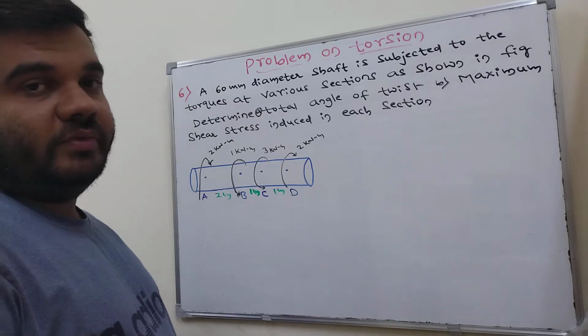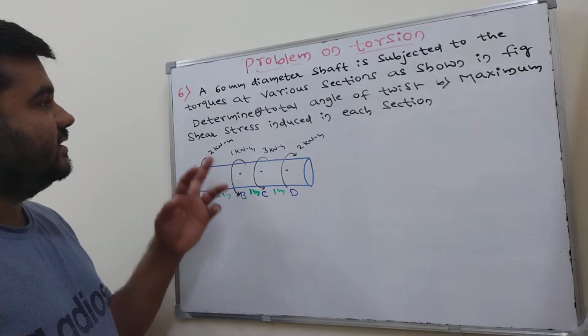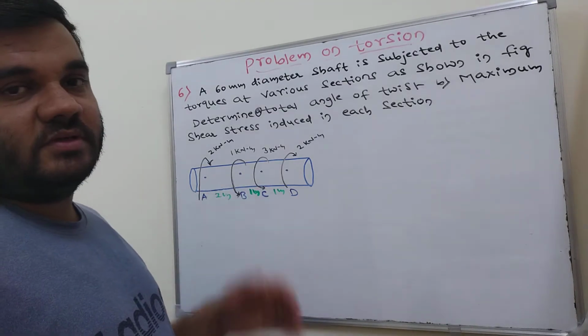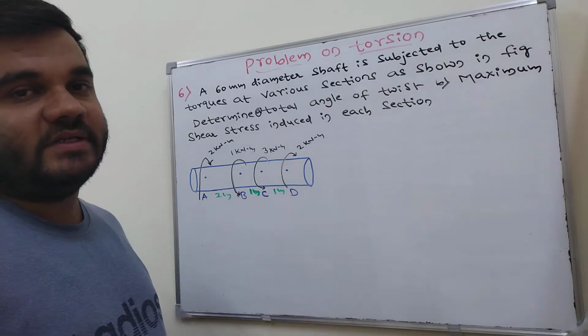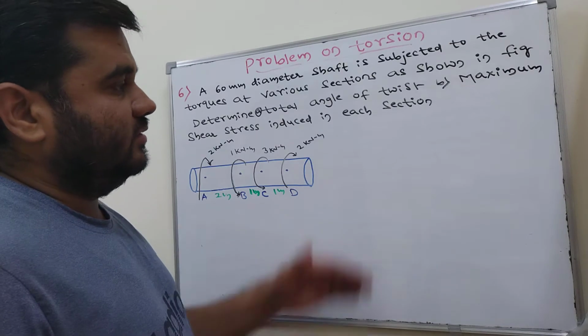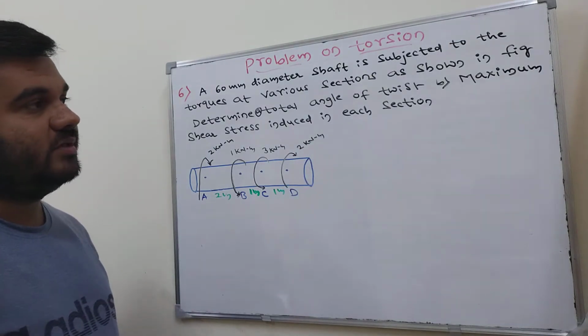In this video we will solve a problem on torsion again. This is the sixth problem here. In the previous video also we solved problems in different varieties. This is a type of problem, and we'll read first and then we'll solve. I'll read the problem here.